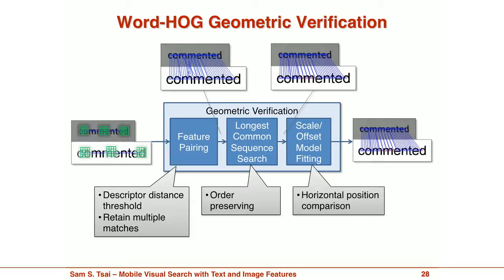Finally, we use the locations of the matching feature pairs and fit a scale and offset model between the locations. For matching words, we know that they only differ in the horizontal line position, and hence we use the scale and offset model. To generate a single geometric score, we use the percentage of features that matched up for the two images and multiply the two numbers together.